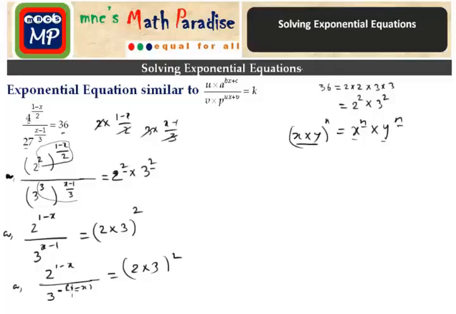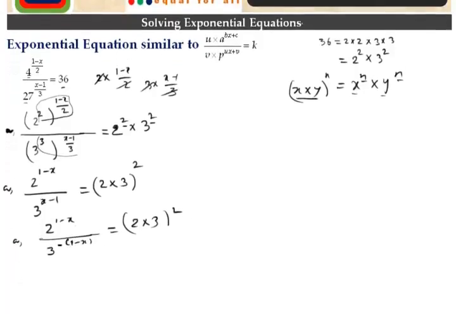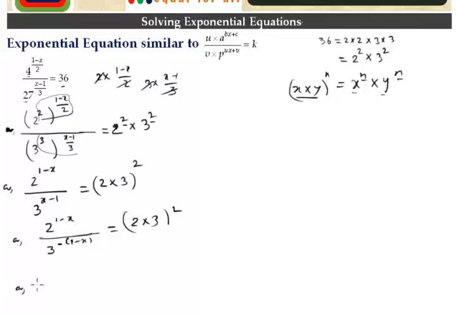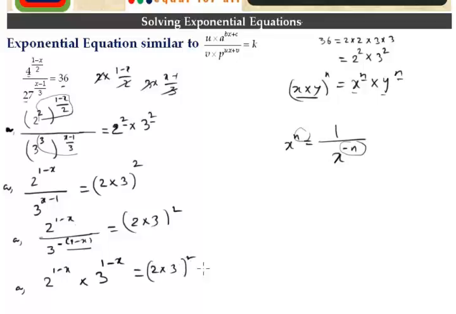So we can write 2 to the power (1 minus x) times 3 to the power minus (1 minus x)... We know that x to the power minus n can be written as 1 division x to the power n. So from the denominator, if we bring a minus power up, then that minus power becomes plus. So if we bring 3 to the power minus (1 minus x) into the numerator, this minus will be gone, so we will get 3 to the power (1 minus x) equals 2 square times 3 square.